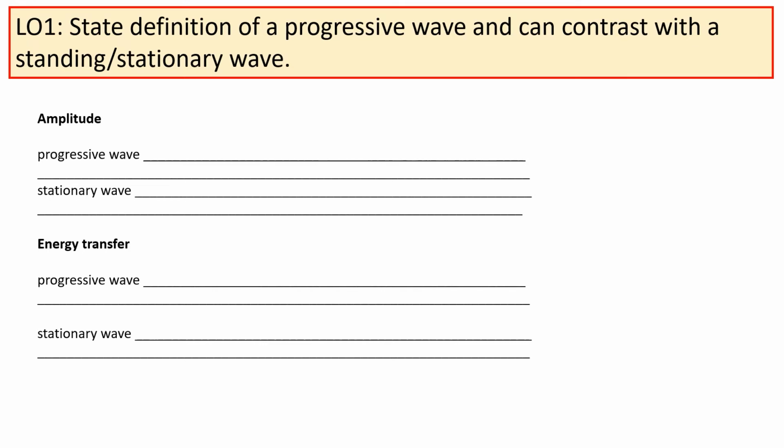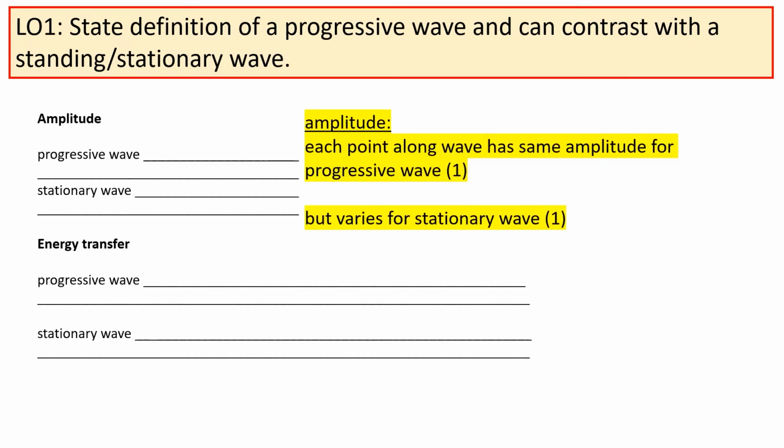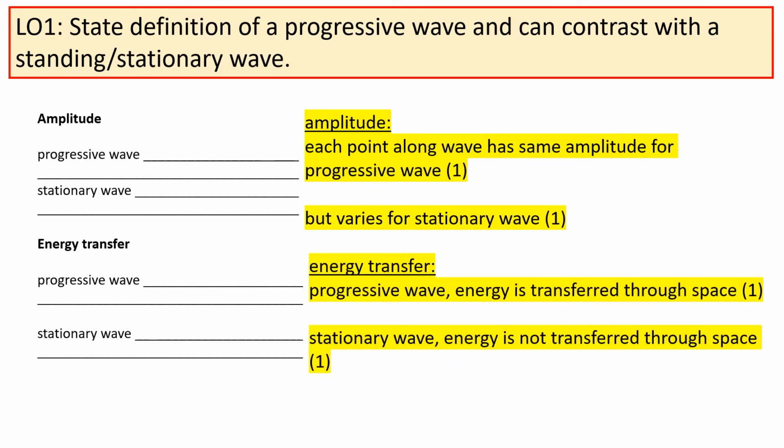And here are the answers. For the progressive wave, every point along that wave has the same amplitude. That is, every point in a progressive wave has the same maximum displacement. However, for a stationary or standing wave, that will vary across the wave. For energy transfer, a progressive wave will transfer energy from A to B through space. However, a stationary wave or a standing wave will not transfer energy.